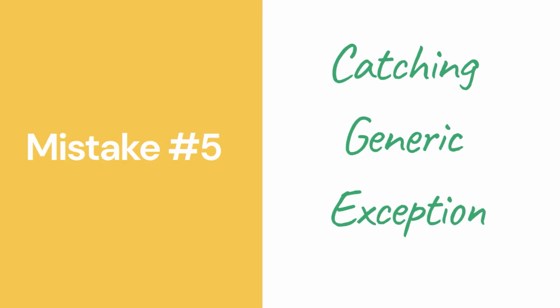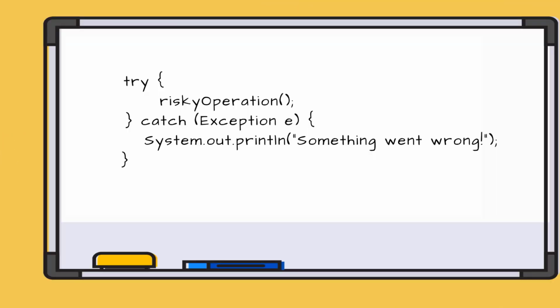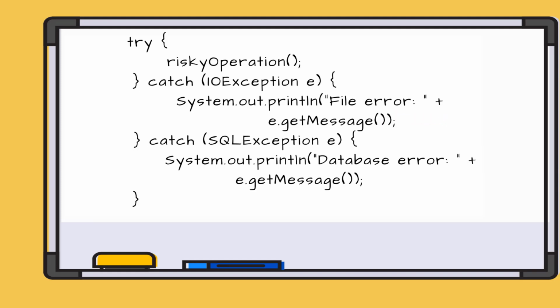Catching a generic exception seems easy, but it's a dangerous habit. This catches every possible exception, including ones that should never be caught, like NullPointerException or OutOfMemoryError, which indicate serious issues in your code. So always catch specific exceptions to handle errors properly.